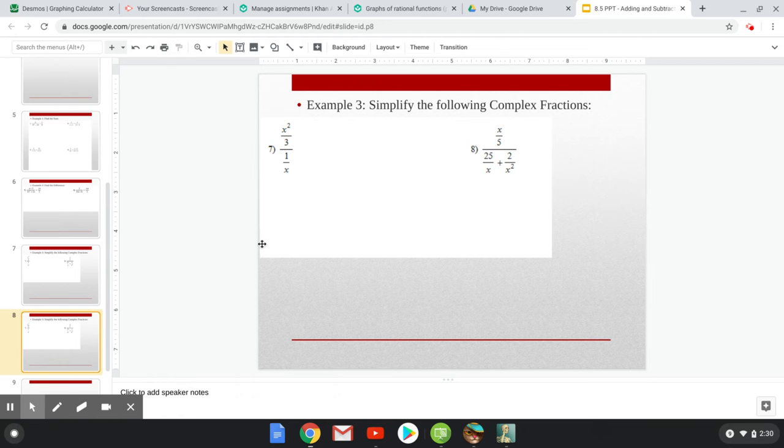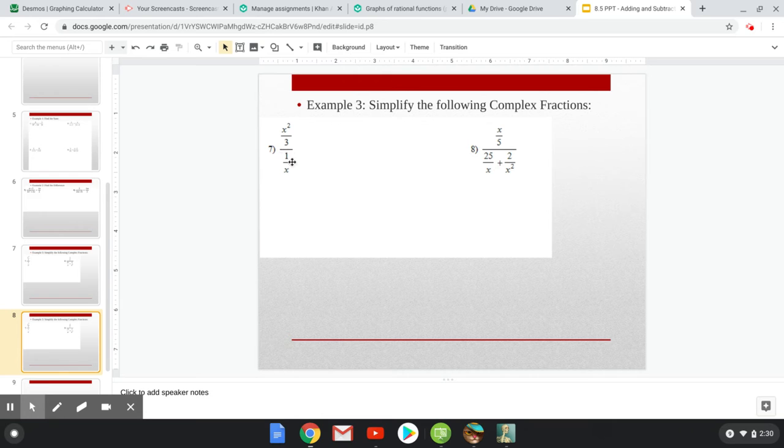Right, here we are still in 8.5, and this is compound fractions or complex fractions. You see them both ways. So for a basic complex fraction, essentially a complex fraction is a fraction over a fraction. So for simplifying complex fractions, essentially you're dividing, right?